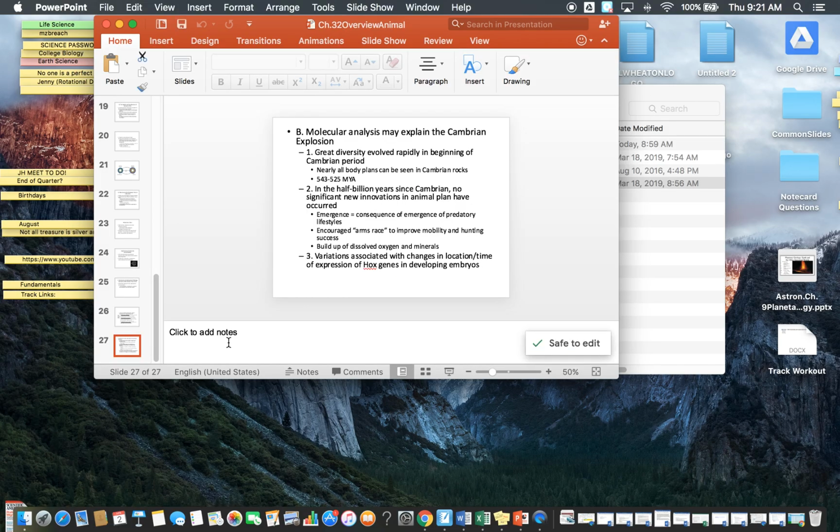But I think that is it for the overview of animals. After this, we will jump into the non-coelomates, which I believe, actually, I'm going to have to look through the book because the book is designed a little bit differently in our new edition. But anyways, that is the overview of animals.